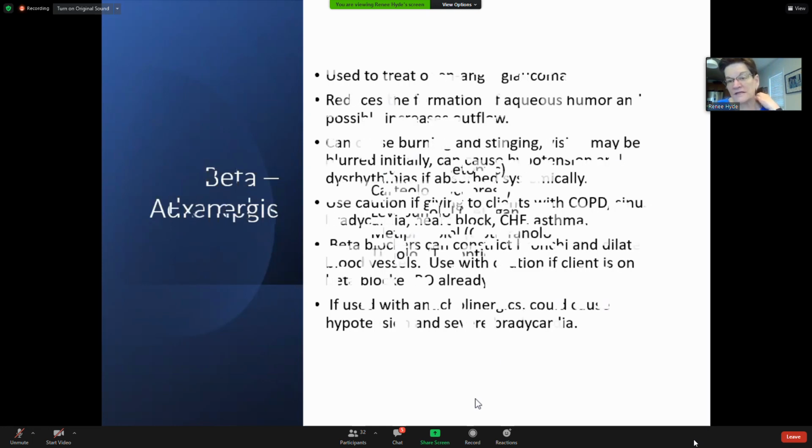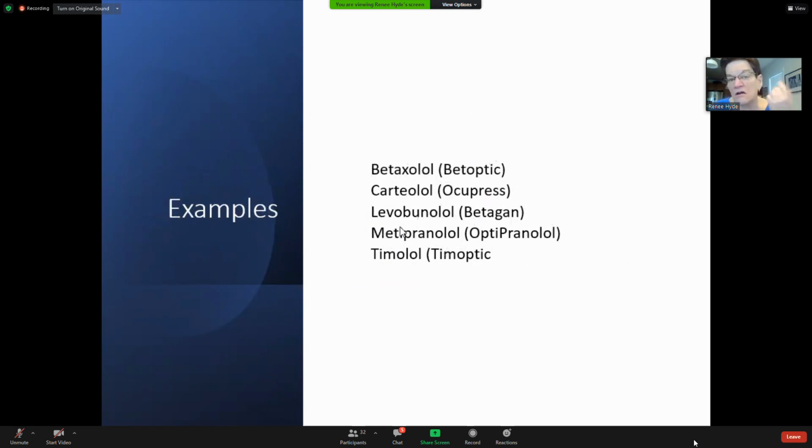Now, some of the examples of these meds are betaxolol, carteolol, levobunolol. The timolol is the one that I see used most often.